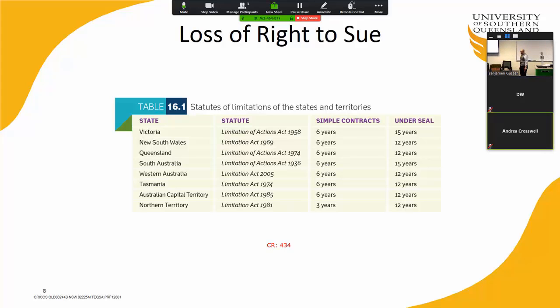So if something happens under a deed and you want to bring a cause of action, you have 12 or 15 years to bring that, depending on the jurisdiction you're in. If it's a simple contract, you'll find that almost all of them are 6 years except the Northern Territory, which is only 3 years.